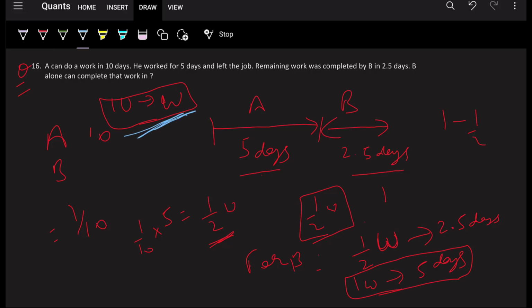So this is the calculation, right? We have assumed the work is 1 unit, and for A it is 10 days, so the efficiency of A will be 1 by 10. A has worked for 5 days, so the work done by A in 5 days will be half of the total work. So the remaining will be half of the total work. Now the half of the total work is completed by B in 2.5 days, so the full work will be completed in 5 days.